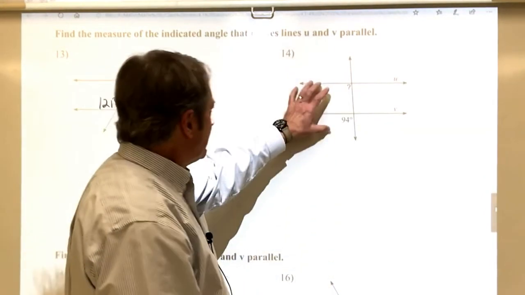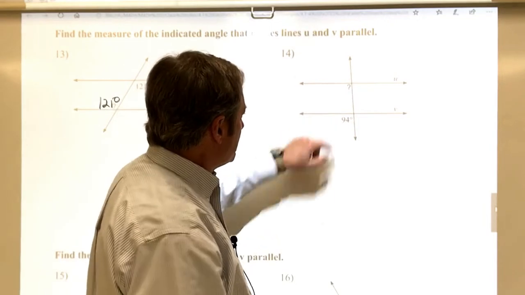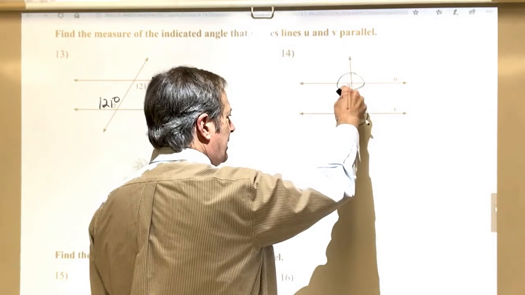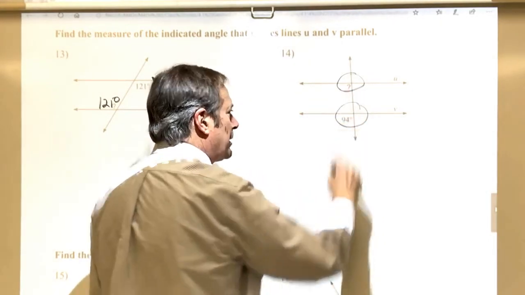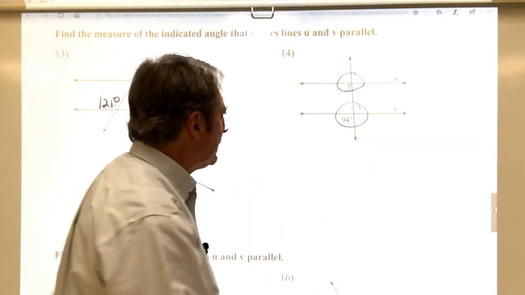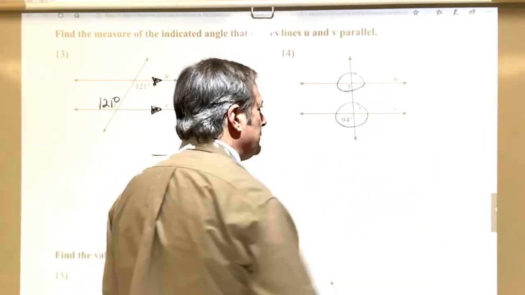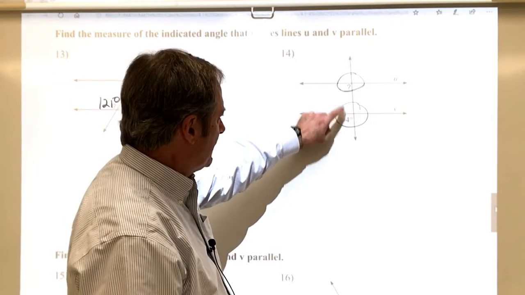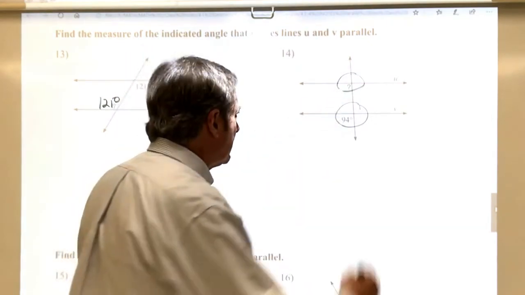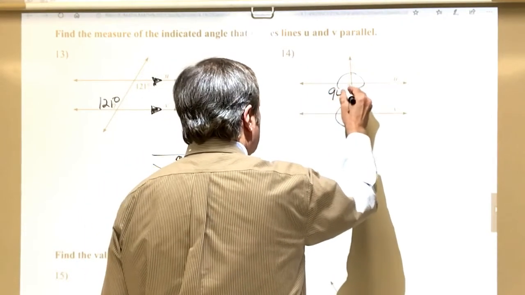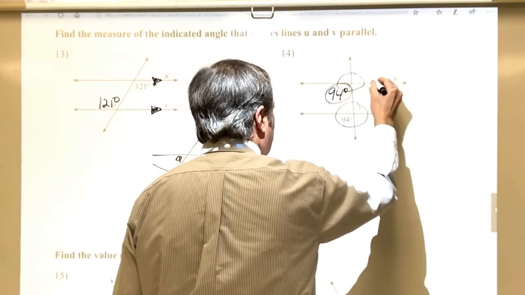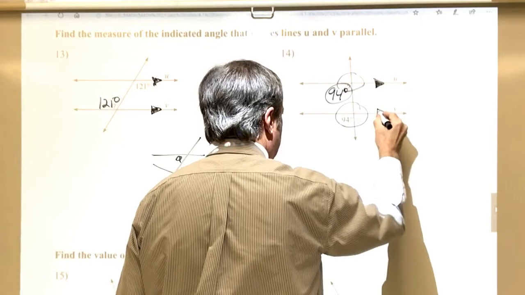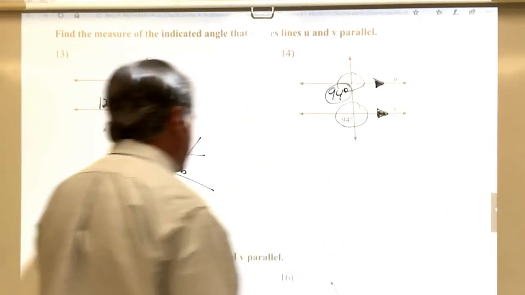So here we have number 14. Notice the positions. This is bottom left, bottom left. These are in corresponding positions. So if these two are parallel, then that would mean this angle 94 would be a 94 up here. And if they are congruent, since they're corresponding, then yes, these two are parallel.